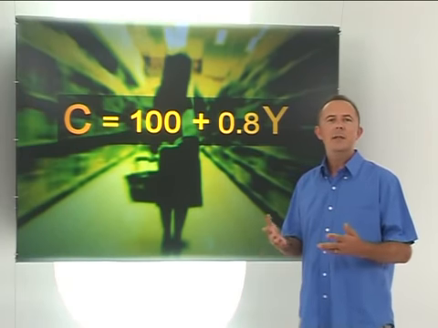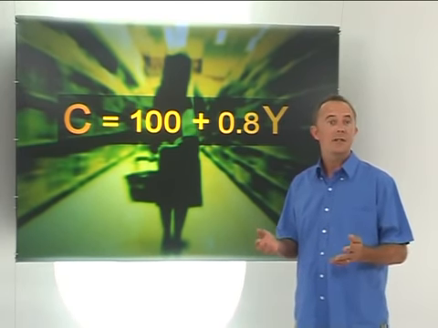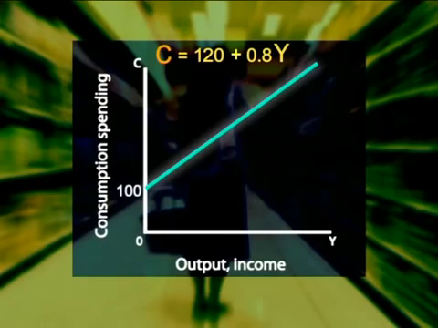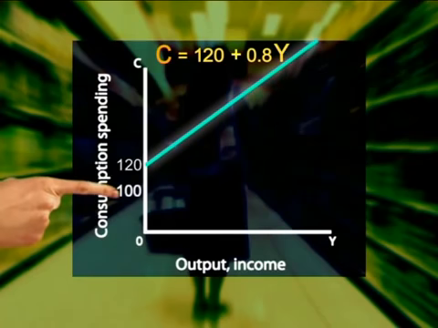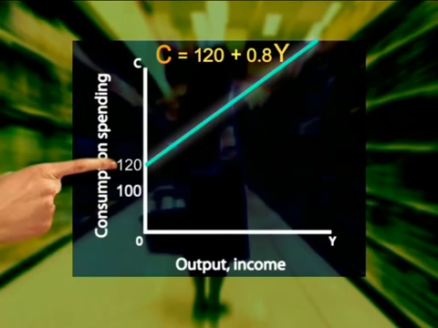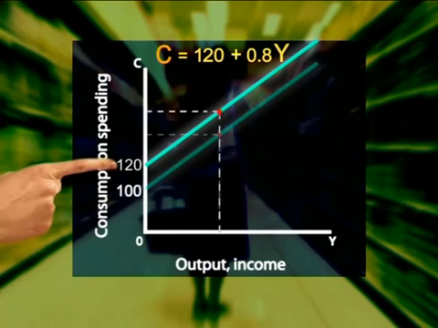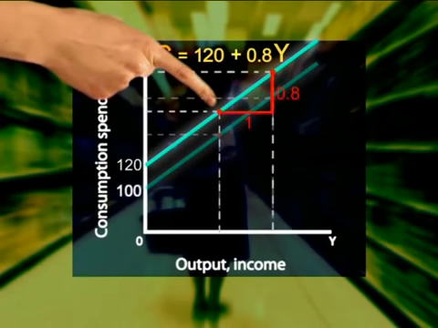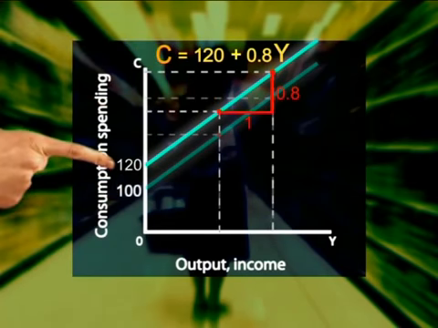Okay, now what if some of these values change? What happens if autonomous consumption changes from 100 to 120? Autonomous consumption spending is higher, and so the vertical intercept will be higher. At every income level, total consumption spending is now higher than before. This is indicated by an upward shift of the consumption spending curve by a value of 20. Now note that the slope hasn't changed. Our marginal propensity to consume is still the same as before. An increase in autonomous consumption spending therefore shifts the consumption curve upwards.